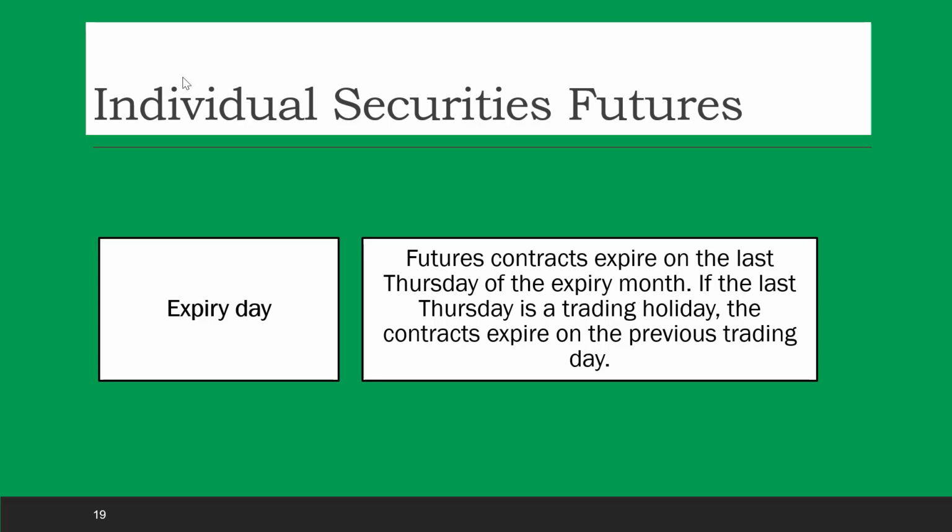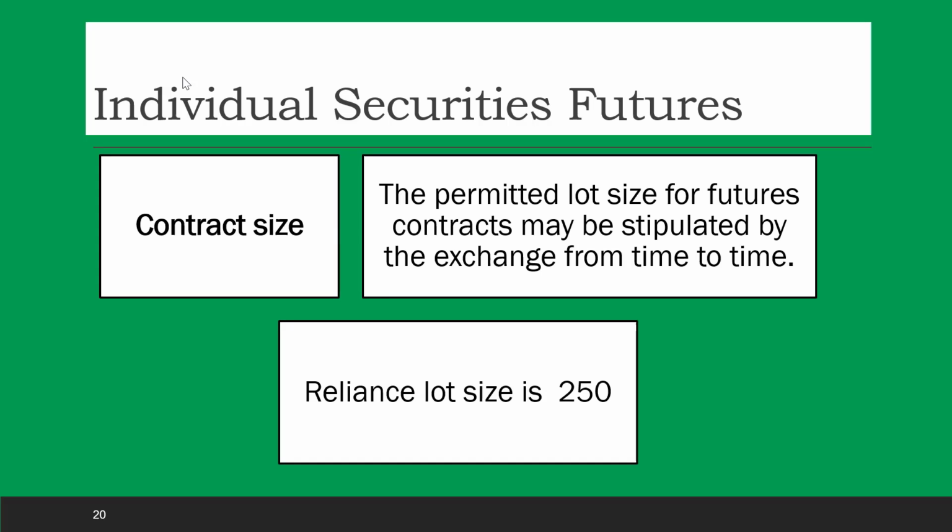Expiry day. Futures contracts expire on the last Thursday of the expiry month. If the last Thursday is a trading holiday, the contracts expire on the previous trading day. So there is an expiry date. Whenever you buy a contract, it will expire on the last Thursday of the month. If the last Thursday is a holiday, then it will be the previous day, so it will expire on Wednesday.